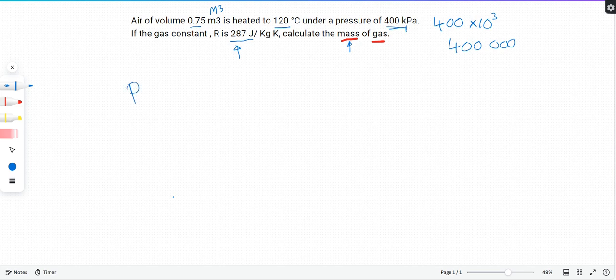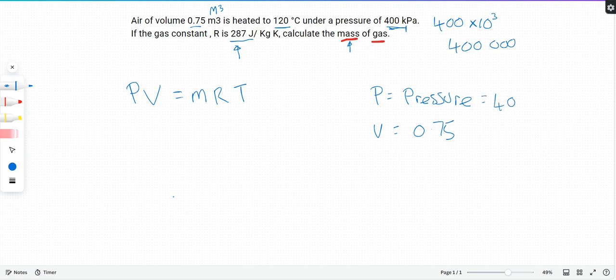Here's the formula: PV equals MRT. P is pressure, V is volume, M is the mass, R is the gas constant, and T is temperature. So just like we've done, P is the pressure, which we know, because it's there, 400 kilopascals. V is the volume, and we've only got one volume, so it's 0.75 cubic meters.